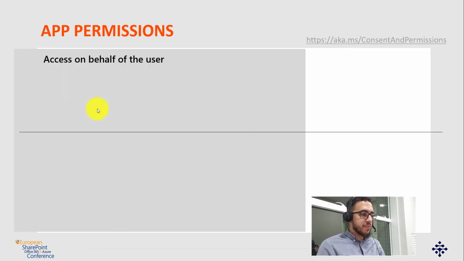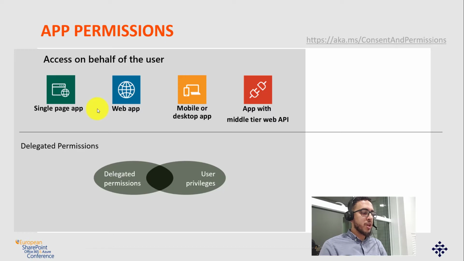Then we will use it in a real case. So for app permissions, this is pretty important as well. You have two types of permissions. One is the delegated ones, and the other one is the app permissions. The delegated permissions are permissions that we give to our apps that will use the user's permission. So we will do stuff on behalf of the user.